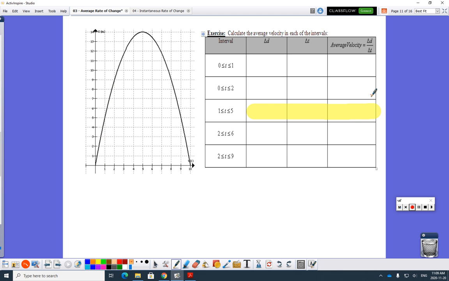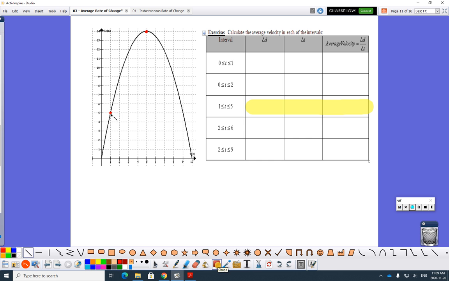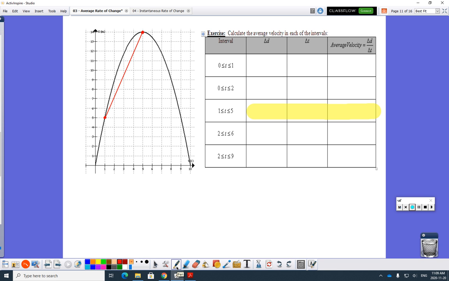Okay, then, time 1 to time 5. Now look what happens here. Time 1 is right there. Time 5 is right there. Slightly different look at this. So now these steps matter a little more. After you get your 2 times right there, then draw this secant, it's called. And you don't care how they got there. You only care about where did you start, where did you end up.